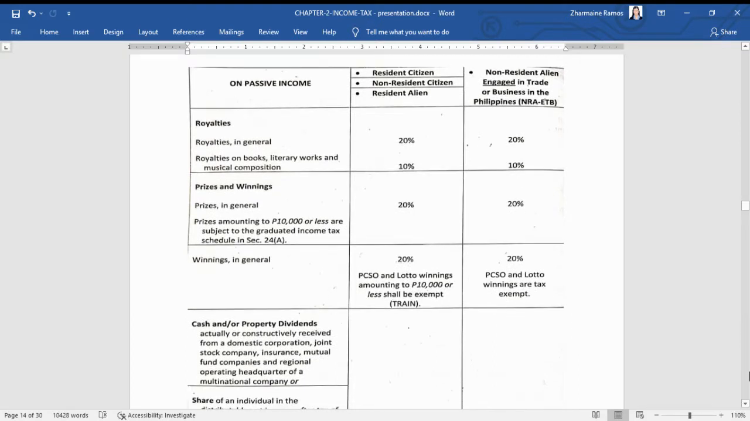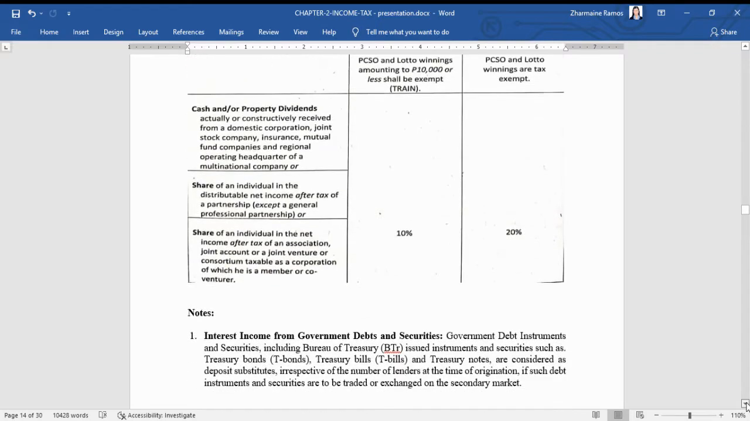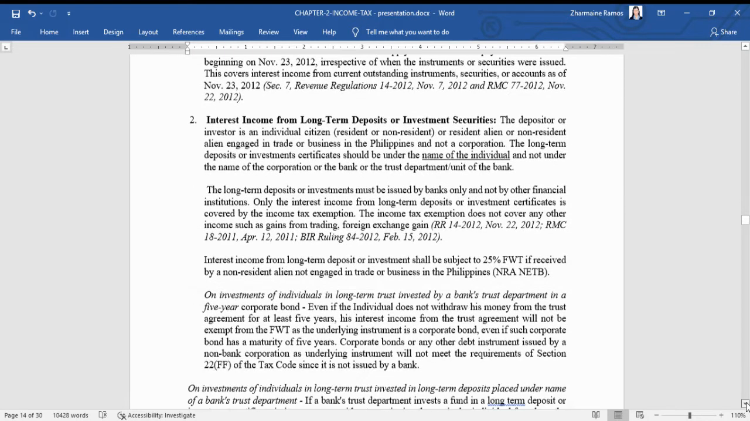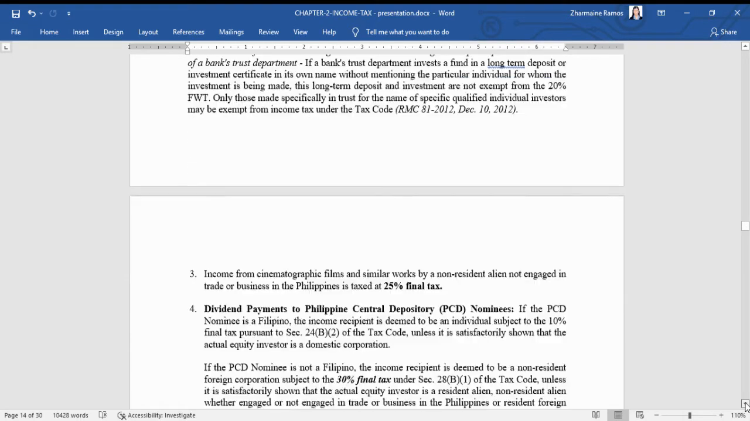Next is the taxable income and tax due. Yun yung i-discuss natin kung paano mag-compute ng taxable income and tax due.